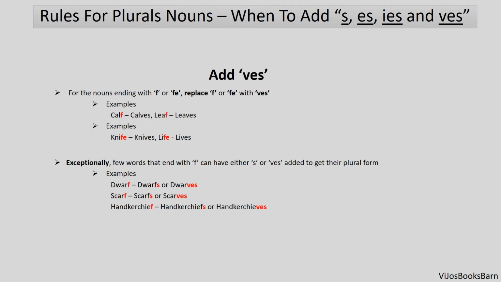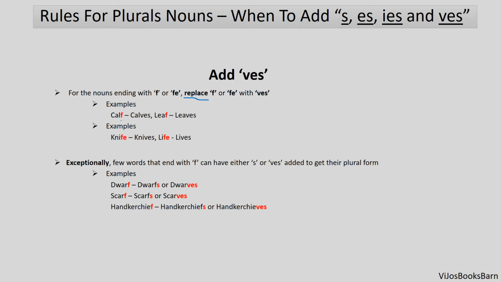The next rule is for VES. When do we add a VES for a singular noun? For the nouns ending with F or FE. For a noun that ends with F or FE, you have to replace F or FE with VES. It's not like you have to add VES. Replace the F or FE with VES. So here are the examples.